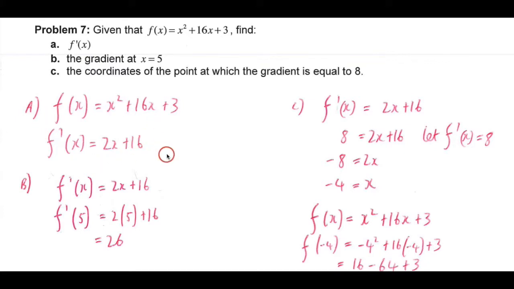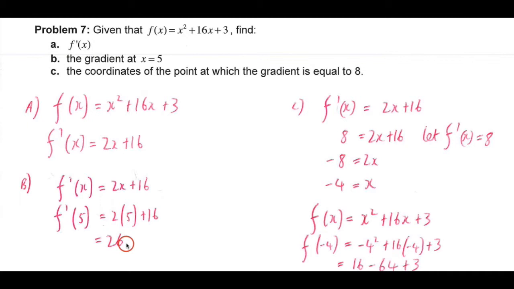In b, I'm asked what is the gradient actually equal to when x is equal to 5. So I take my gradient function and I substitute x equaling 5 into it. So I substitute 5 and I end up with the number 26 as my answer. So the gradient is equal to 26 when x is equal to 5.